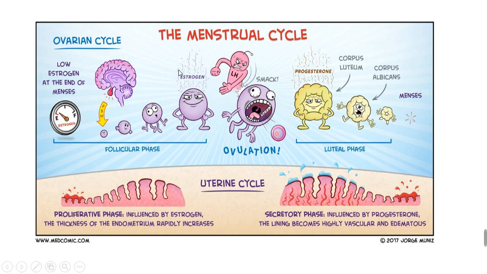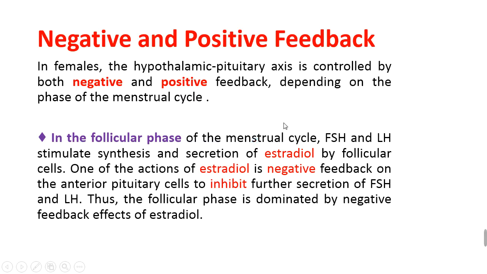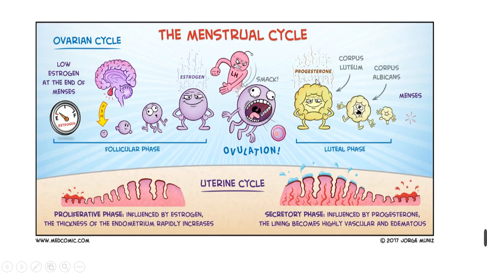Then during ovulation, under the effect of LH, luteinizing hormone, the release of ova occurs at the 14th day of the menstrual cycle. The remaining part of the follicle will form what is called the corpus luteum.